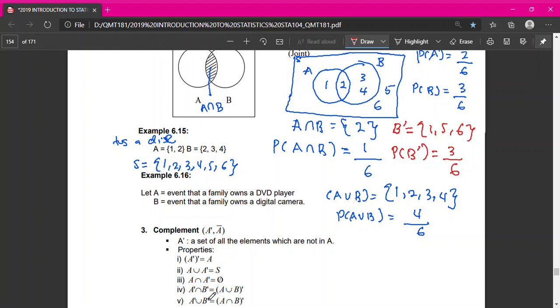Okay, ianya sama dengan A union B complement. A union B adalah yang ni semua ni kan? Tambahkan A tambah B. Selain daripada A tambah B adalah 5 dengan 6. So dia sama.